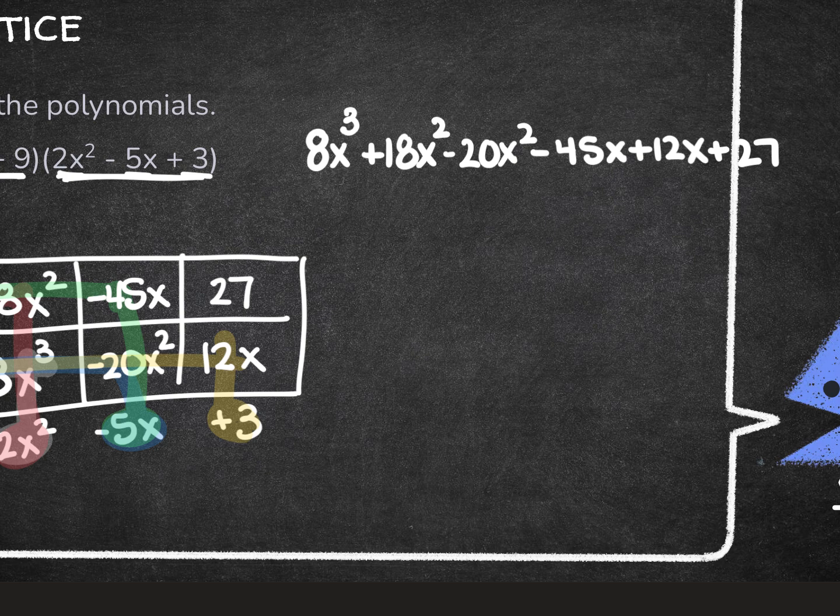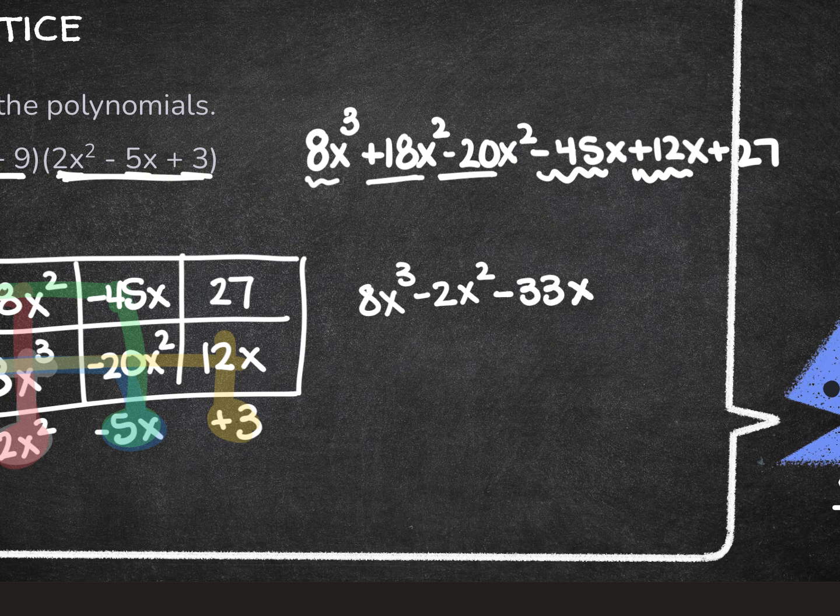So now yesterday we only had 2 things we had to combine. Today we're going to have multiple things we have to combine. So I'm going to look at my x to the thirds. I only have that 8x to the third, so we're going to leave that 8x to the third. x squared, I have a positive 18 and a negative 20. So when I combine those, I'm going to get negative 2x squared. I have a negative 45 and a positive 12x. I can put those 2 x's together as well. So that's going to give me negative 33x. And then I still have that plus 27 at the end.